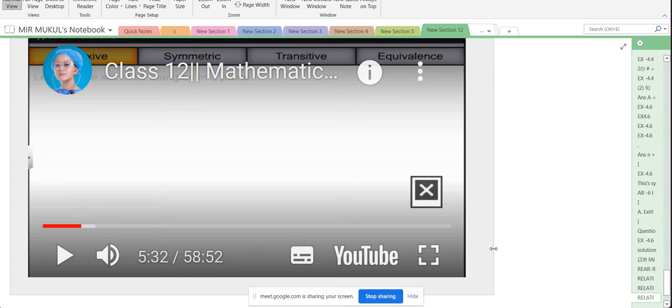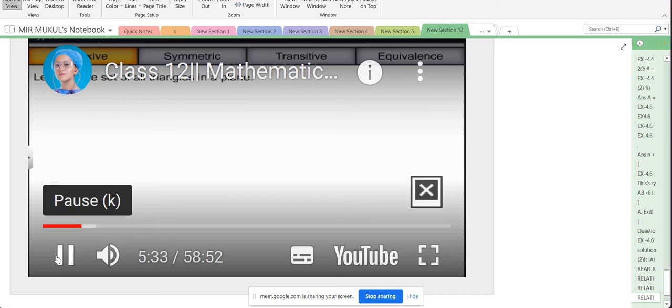Okay, Prince, understood? Yes, sir. Okay, so very carefully you will observe what is reflexive relation, what is symmetric relation, and what is transitive relation. So simultaneously I'll explain also.